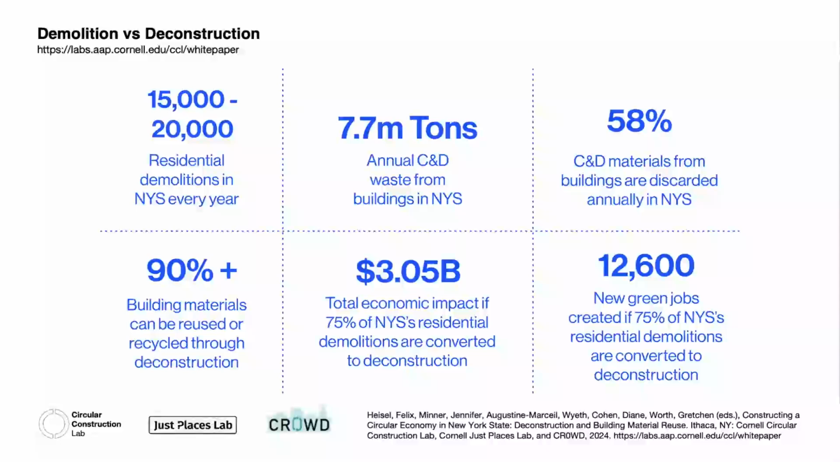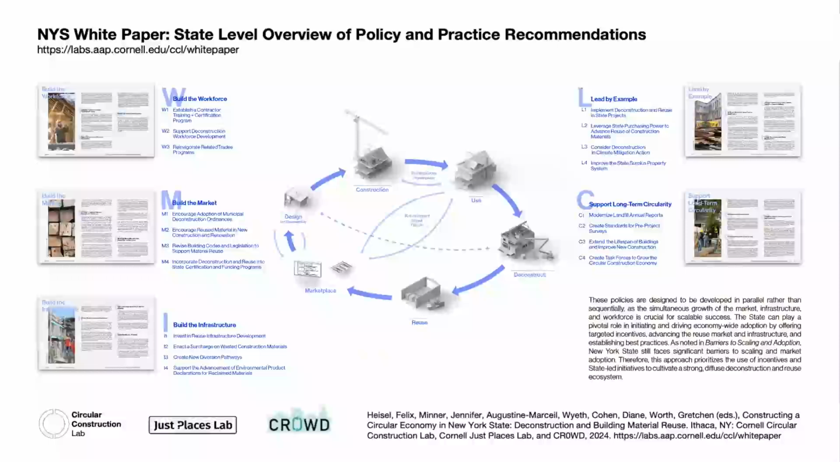The white paper also includes 19 policy recommendations, which of course I can't go into detail today in this short summary, but I just encourage you to look at those. They're thinking along the full life cycle of a project or of a material, talking about the workforce, the market, the infrastructure, the question of what is the role of the state or the government to lead by example, and what kind of policies are necessary to support long-term circularity across projects.